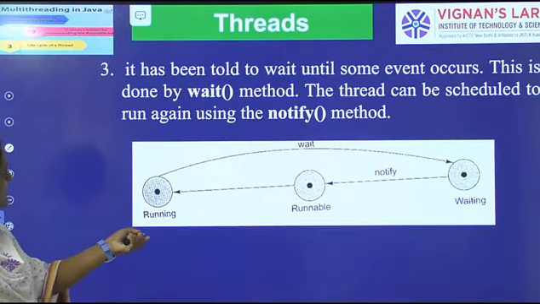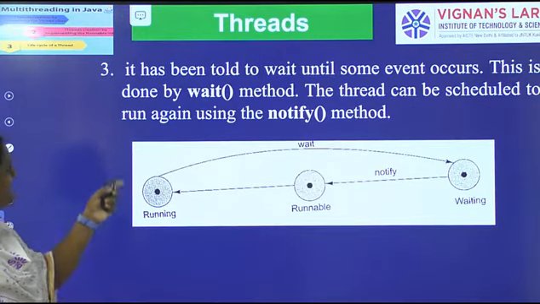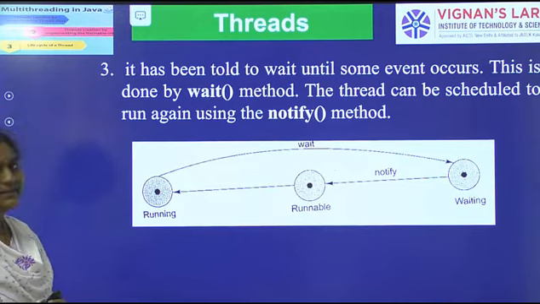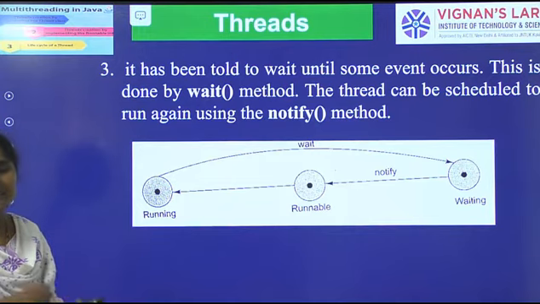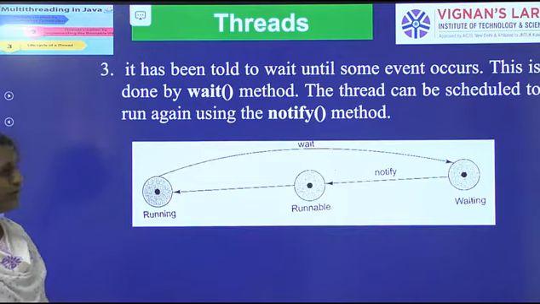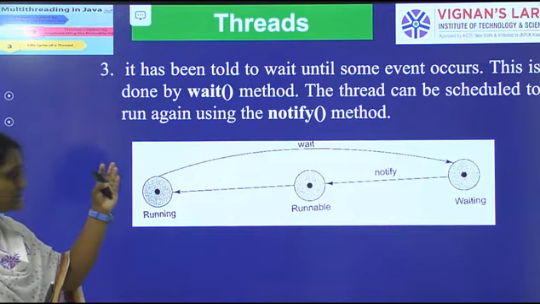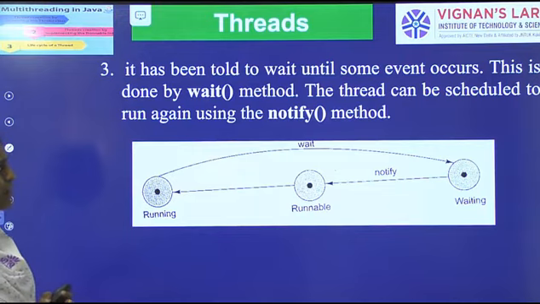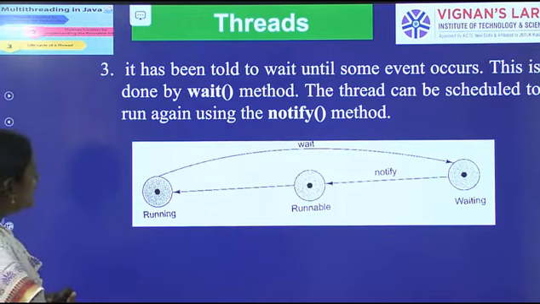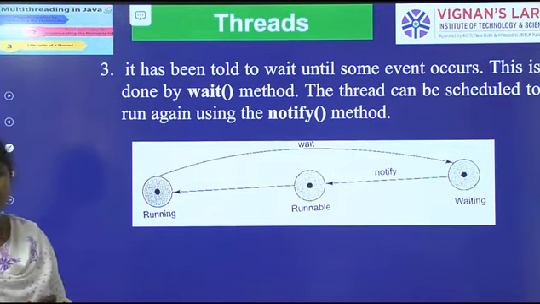Next, another condition of the running state; we have already completed two conditions. The next one is that the thread is told to wait until some event occurs. Suppose if any interrupts are there, the thread will move into the blocked state. After completion of the interrupts, the thread will move into the runnable or running state by using the notify method. It has been told to wait until some event occurs. This is done by the wait method. Again the thread is scheduled by using the notify method. So here we can call wait and notify.